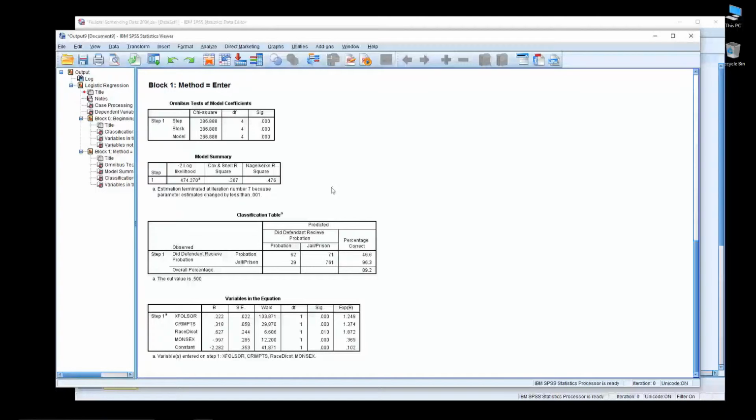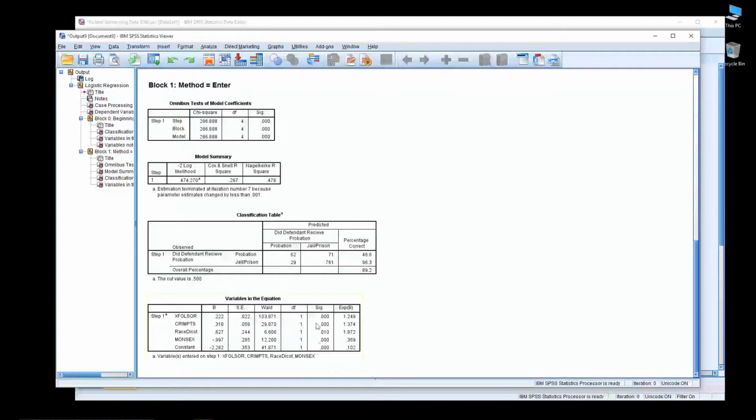So let's go down, because what we really want to examine are the variables in our model. Which variables were statistically significant? Which ones were able to explain whether someone went to prison or whether someone went on probation or some other type of deferred sentence? First, we make sure we got all our variables in here: X full SOAR, which is the sentence or crime severity, criminal history points, the race value coded dichotomously, and gender coded dichotomously.